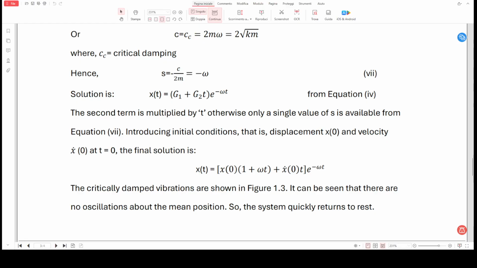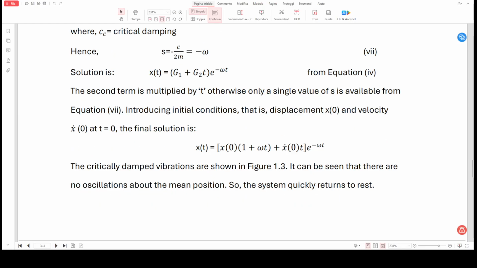To have the values of G1 and G2, you use the initial conditions, that is the displacement x0 and the velocity at time 0. So this equation can be written in this way: x(t) is equal to x0, the displacement at time 0, multiplied by (1 plus omega t), plus the velocity at time 0 times t, all multiplied by e to the minus omega t.